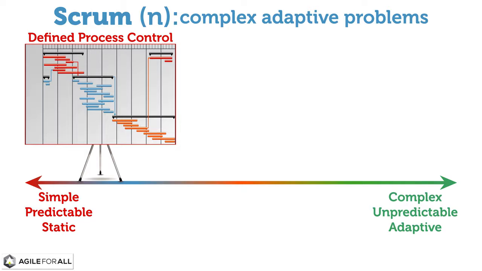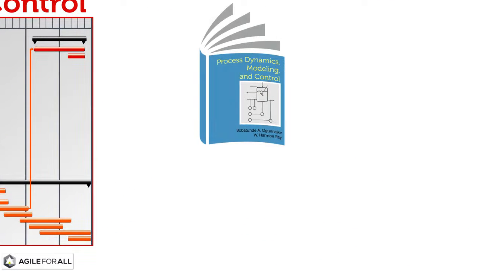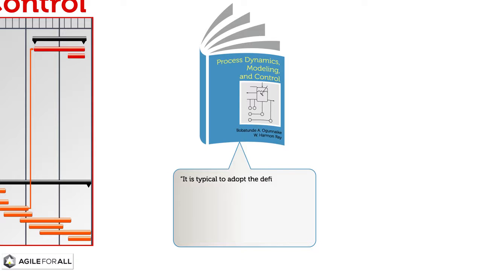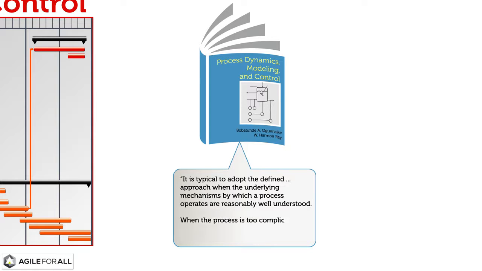One of the most frequently cited books on this topic is called Process Dynamics, Modeling, and Control by Babatunde Ogunnaike and W. Harmon Ray. In this book, the authors explain, "It is typical to adopt the defined approach when the underlying mechanisms by which a process operates are reasonably well understood. When the process is too complicated for the defined approach, the empirical approach is the appropriate choice."